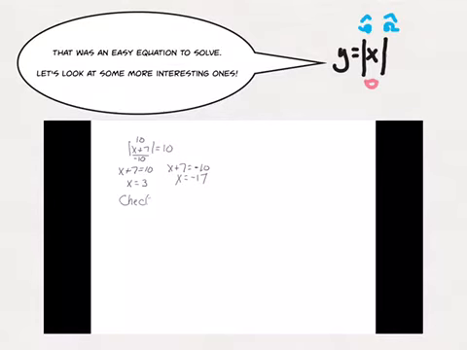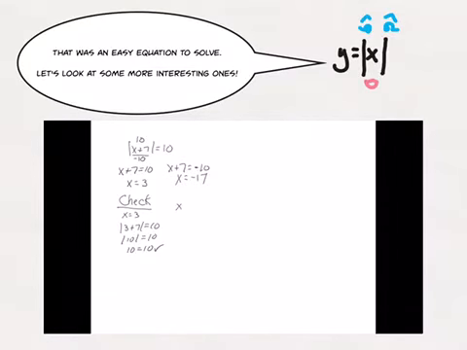Now you need to check your solution. This is very important in absolute value equations because sometimes they don't actually work, but let's try it. So if x equals 3, we have the absolute value of 3 plus 7 equals 10, which is the absolute value of 10 equals 10, and the absolute value of 10 is 10, so that works.